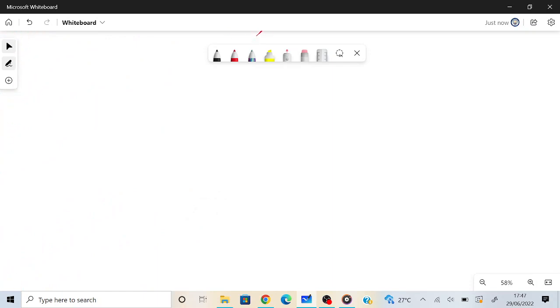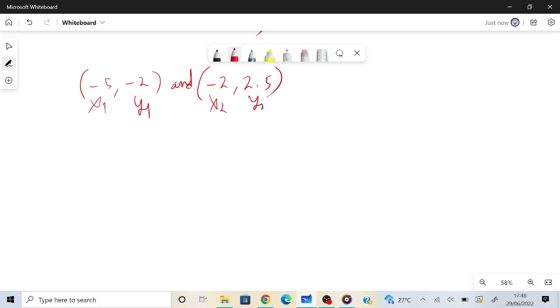The next example tells me to find the midpoint of the coordinates joining the line -5, -2 and -2, 2.5. Again, we know our formula is x1 plus x2 over 2, y1 plus y2 over 2. So this is our x1, this is our x2, this is our y1, this is our y2. Again, this is the first x coordinate, this is the second x coordinate, this is the first y coordinate, and this is the second y coordinate. So putting it into the formula, we'll have -5 plus -2 over 2, comma -2 plus 2.5 over 2.